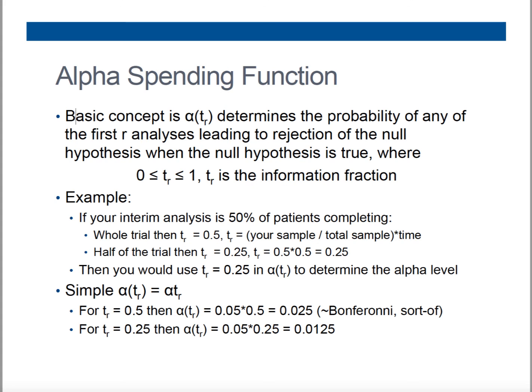So if you consider taking 0.5 of your information fraction, and that's when 50% of your patients have completed, you see it's based on the number of recruitments completed, not the time. So it's not at 50% of follow-up time, it is 50% of patients completing. At 0.25, so if you're looking at 25% of recruitment, then you would use an alpha of 0.0125.